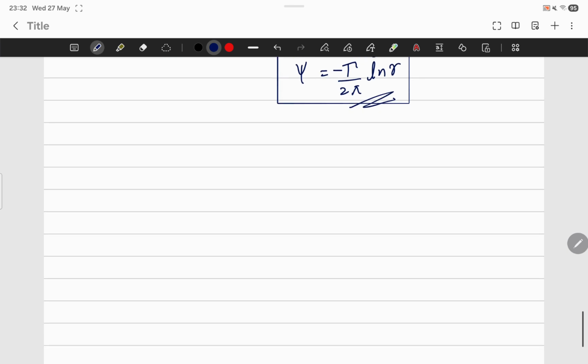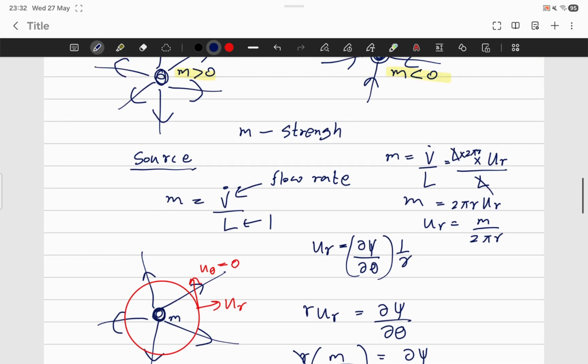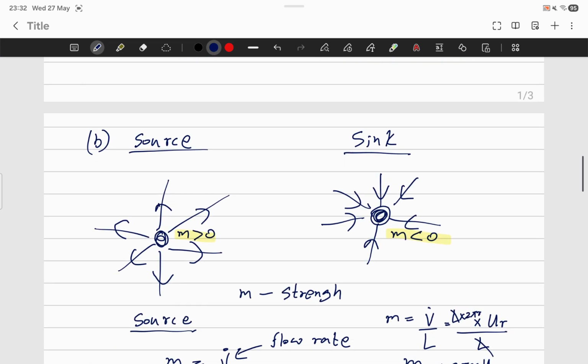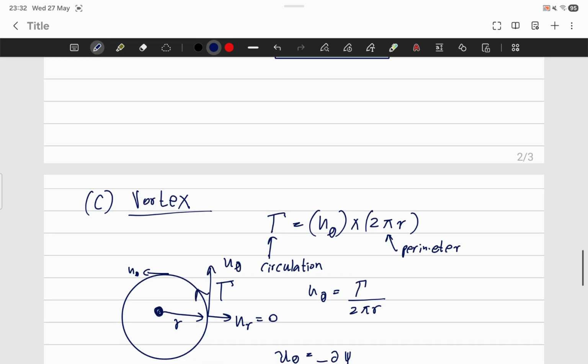So I proved the stream function for the uniform flow, then for source and sink, and for a vortex, right?